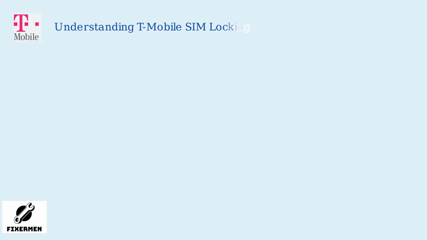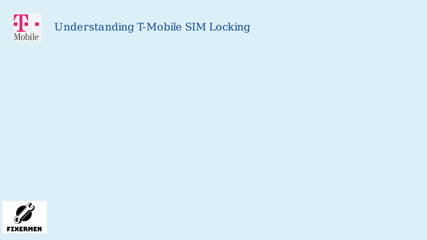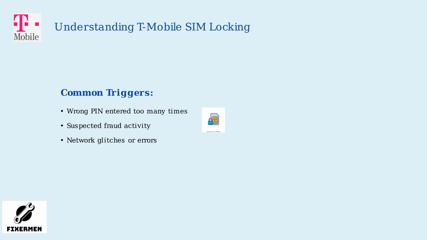T-Mobile SIM locking is a security measure that prevents unauthorized access to your SIM card or eSIM profile. It's designed to protect your account from potential threats. SIM locking gets triggered by several common situations that might indicate security risks.